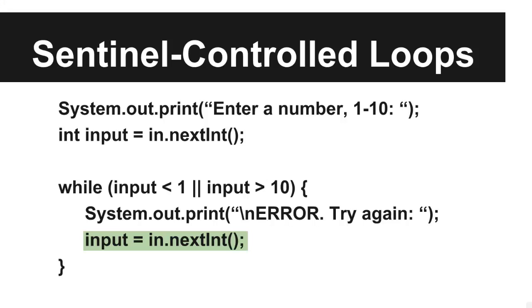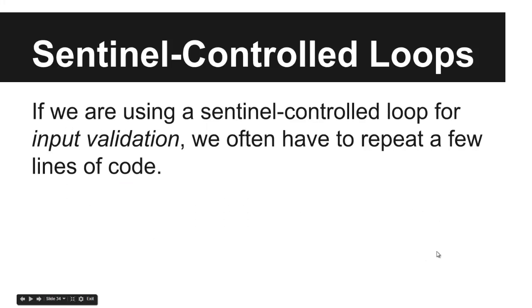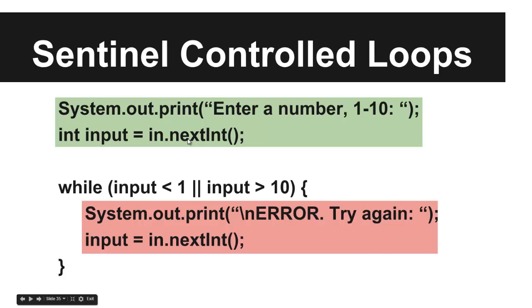Now sometimes with our sentinel controlled loops, a thing that we'll notice is that we sometimes have to repeat lines of code. Right? So we might have to collect the user's input, and then if the input is incorrect, we do some output and then collect the input again. So we have to repeat these lines of code, and it's not a big deal here. But if our collection of input, or the determination of whether that input is valid, is a really complicated procedure, then we've got a little bit of work to do.